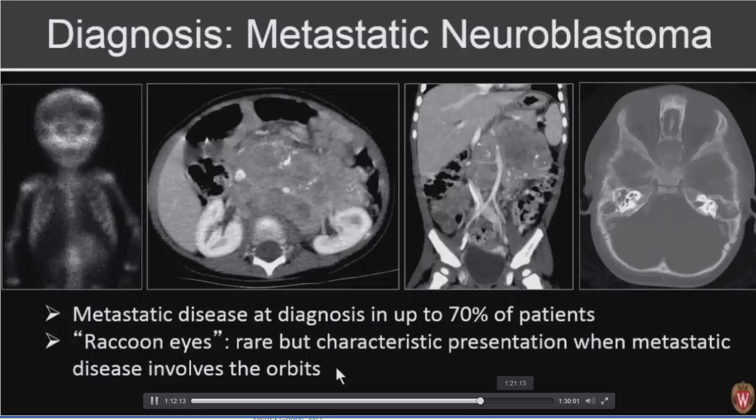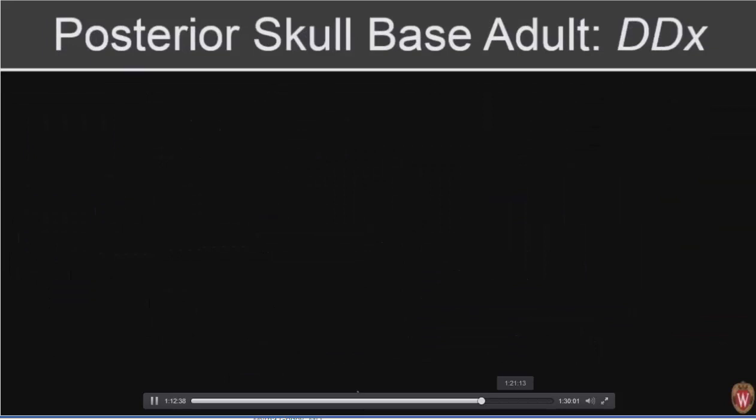So it's important for you to recognize that metastatic disease at diagnosis is up to 70% in patients. So you actually could be making the diagnosis of metastatic neuroblastoma based on the metastatic disease spread, not by the primary tumor. And so raccoon eyes, that's that characteristic clinical finding that is rare but can be present when metastatic neuroblastoma involves the orbits. So now we're going to move on to posterior skull base in the adult.